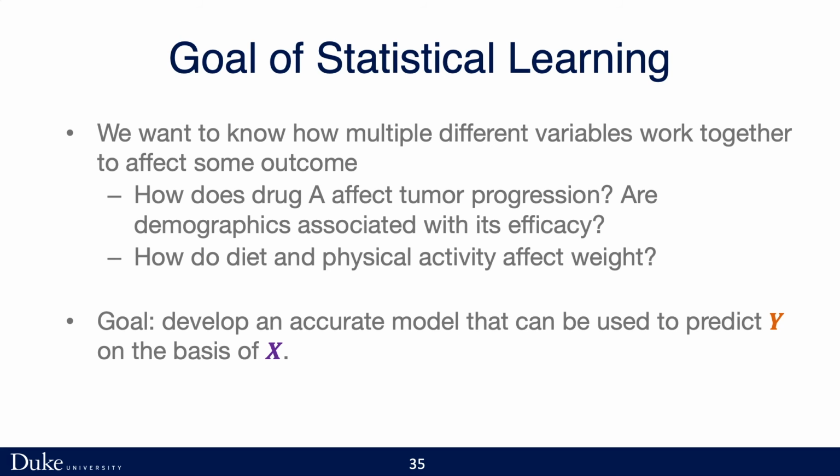We might also look at a combination of other measurements, like patient-reported outcomes. So for example, we could look at how diet, which would be a patient-reported outcome, and physical activity, which could be measured automatically from the device, affect weight. So our goal is to develop an accurate model that can be used to predict some outcome Y on the basis of these variables from the digital data X.